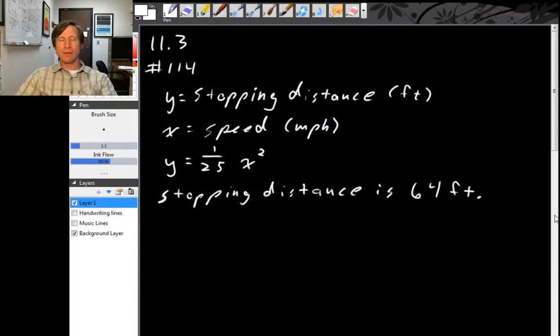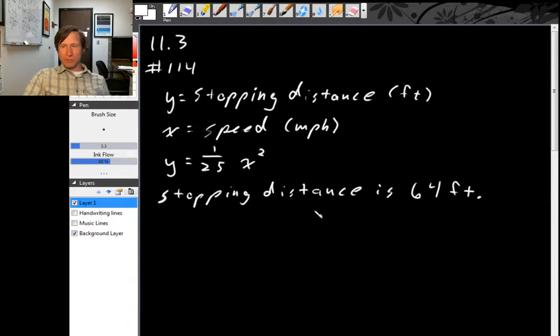Here's a solution to problem 114 from section 11.3. This problem is about the relationship between the stopping distance of a car and how fast the car is going. So when the speed in miles per hour is x and the stopping distance in feet is y, the relationship between them is right here, y squared equals 1 over 25 x squared.